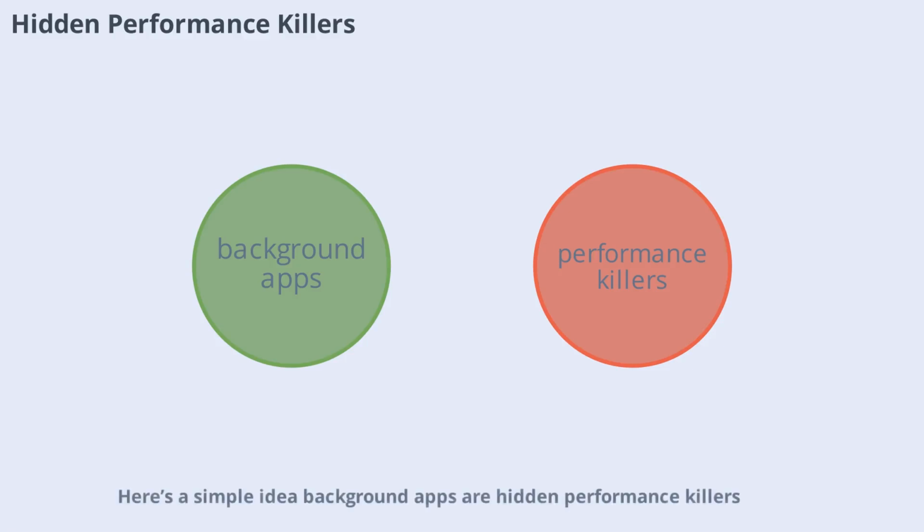Here's a simple idea. Background apps are hidden performance killers. You might not see them, but they can seriously affect how well your computer runs, especially during gaming. Think of them as silent thieves taking away some of your computer's power without you noticing. The more apps you have running in the background, the more performance you lose. That's why it's important to know what's running and close what you don't need.